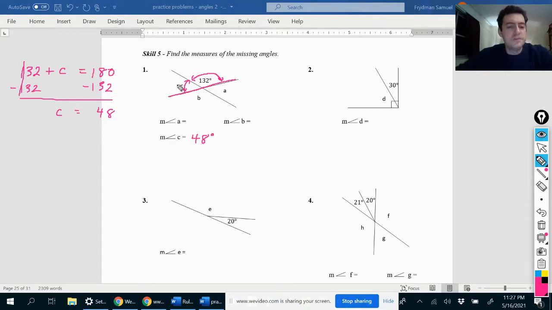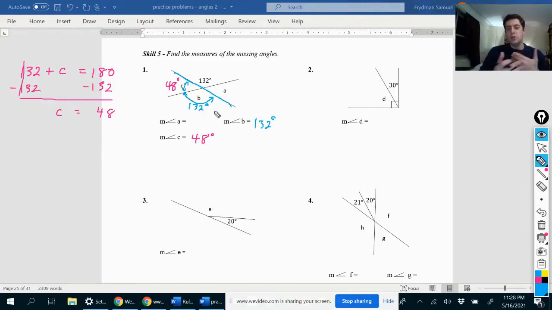I also know that these two angles together also form a linear pair. So if this one is 48, then what is this? Well, I'm asking myself 48 plus what is equal to 180? And really, we already know the answer to that. It's got to be 132, all right? We just figured that out already. So angle B must be 132 degrees. So let's put 132 degrees over here.